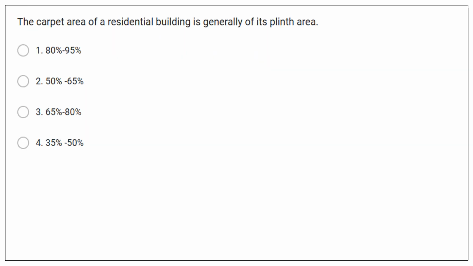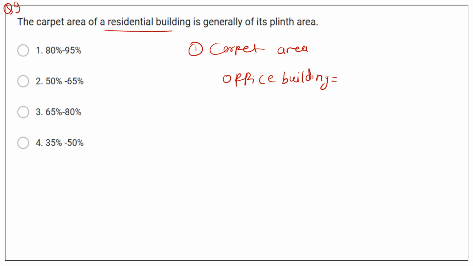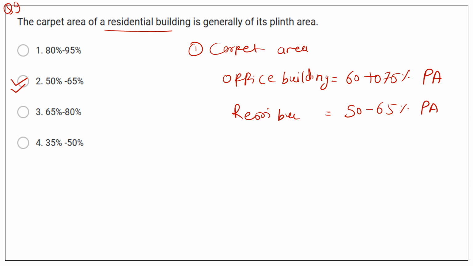The next question. Question number 9. The carpet area of residential building is generally of its plinth area. Carpet area for office building is 60 to 75% of plinth area, and in case of residential building, the area is 50 to 65% of plinth area. So here the second option is correct, which is 50% to 65% of its plinth area.